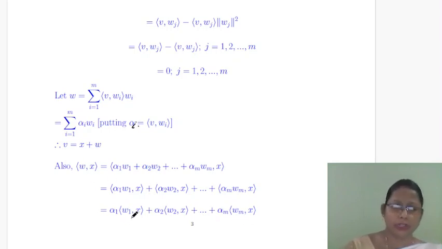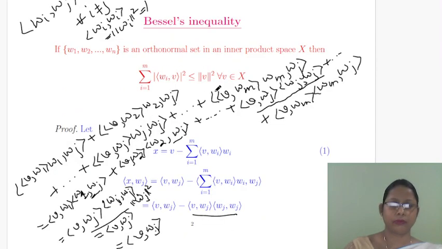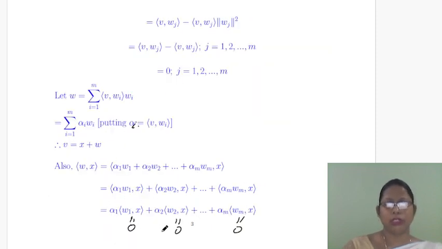So these inner products are 0. These inner products are 0 from here, since the inner product of x comma Wj is 0. So this inner product is 0.